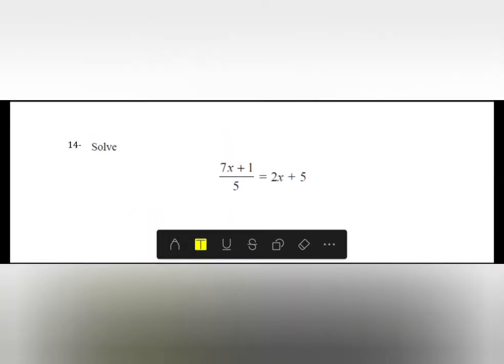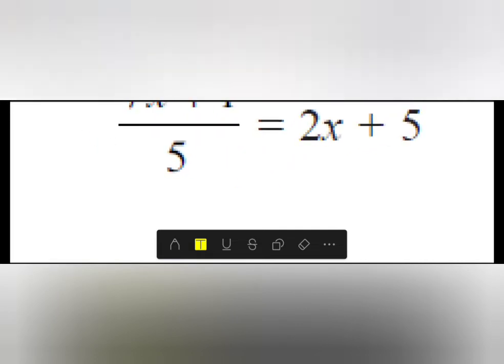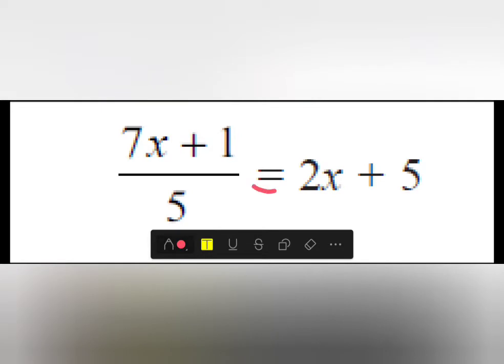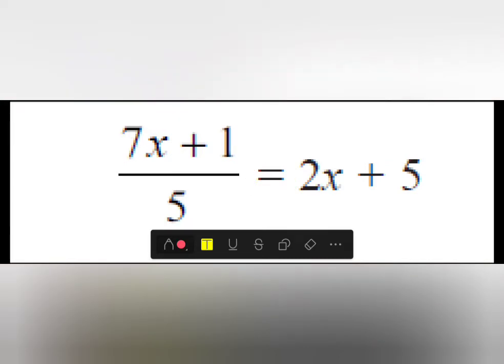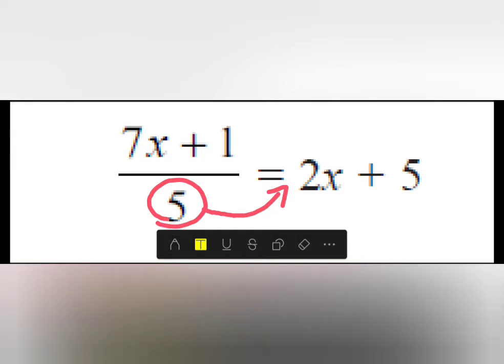Question 14. We're going to solve this equation here. In this equation, we notice that we have an equal sign here, and we have two sides of the equation. So we're going to work out the two sides together using the equal sign. As you can see here, we have a 5, which is divided by. We're going to take this 5 and put it in the other side, and because it's divided by, I'm going to multiply it by the other side. This is the first step that we do.